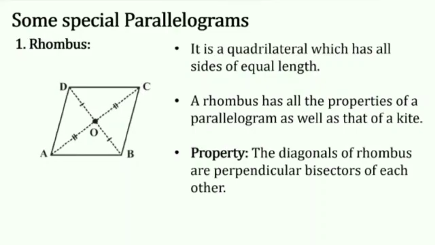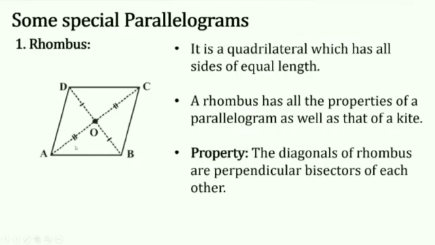Some special parallelograms. First one is the rhombus. A rhombus is a quadrilateral which has all sides of equal length. A rhombus has all the properties of a parallelogram because we are now studying some special parallelograms. So a rhombus is a parallelogram. It has four sides, so it is a quadrilateral also. But it is a special parallelogram because all four sides are of equal length.